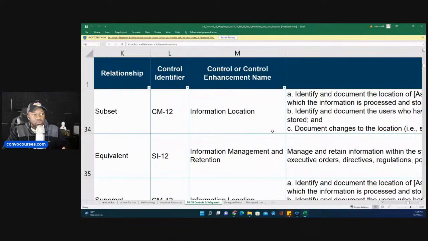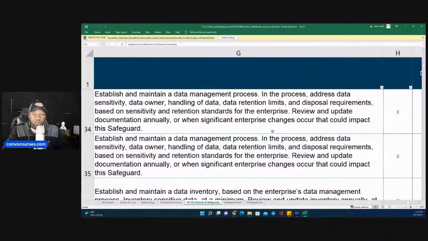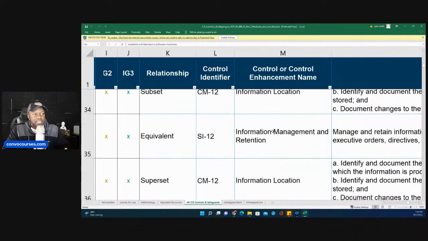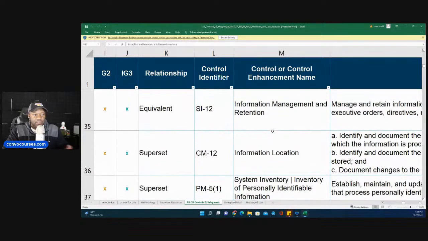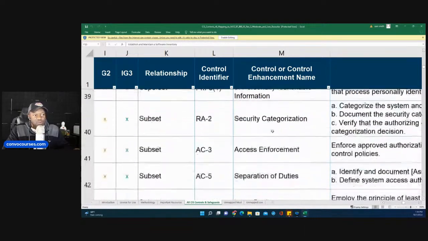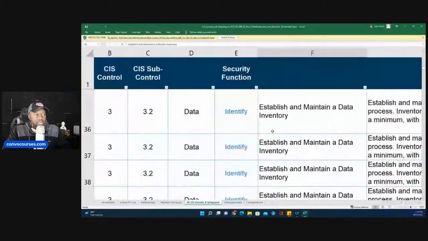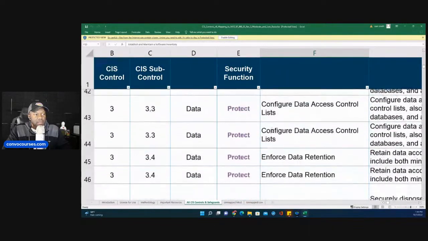Another one is CM12, which is information location. Where's the information located? In data protection, that's really important. We need to know where it's located, where it's going to go, and how we're going to protect it. Because if we don't even know where it is, how can we protect it? Another one is SI12, information management and retention. CM12, information location once again. So we have a bunch of different controls that map to the CIS 3 controls. Let's keep going.